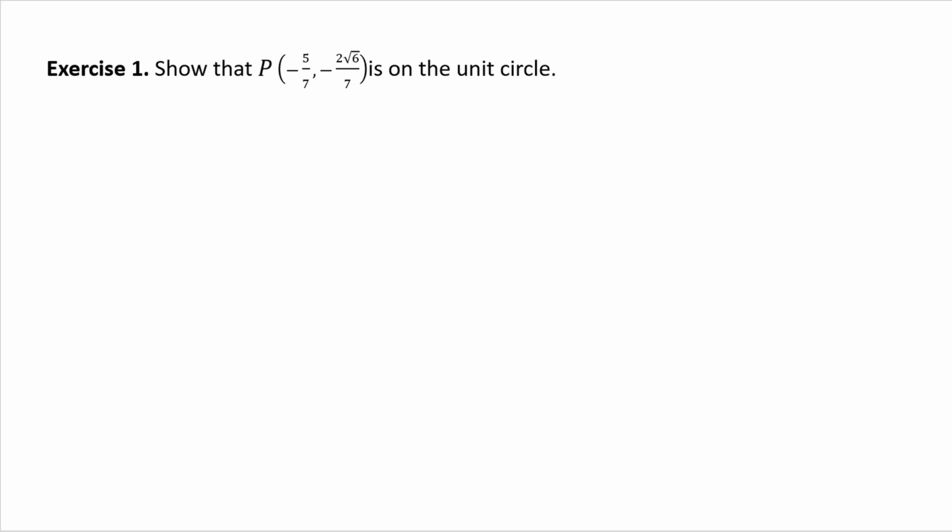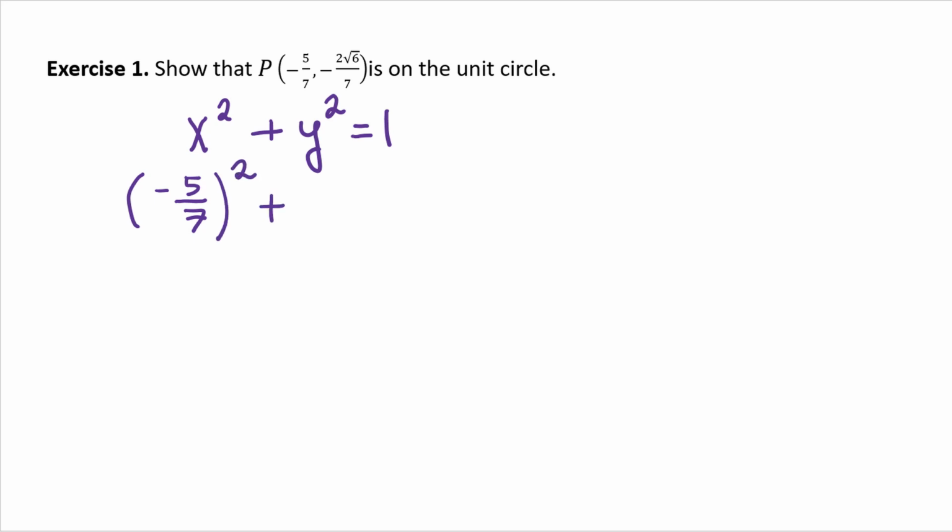Exercise 1. Show that the point -5/7, -2 times the square root of 6 divided by 7 is on the unit circle. To demonstrate that a point is on the unit circle, we satisfy x squared plus y squared equals 1. So we will substitute -5/7 for the x and square that, and then substitute in -2 times the square root of 6 divided by 7 and square that. What we need to do is see if that actually equals 1.